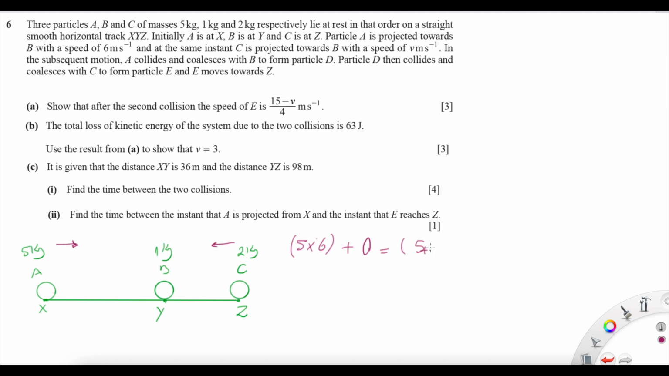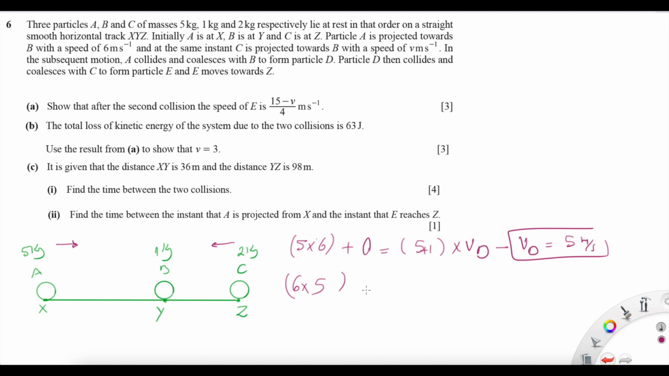So it will be 5 plus 1 times the speed of particle D. So V of D will be 5 meters per second. Then particle D will have a mass of 6 times the speed of D, which is 5, moving towards the right.